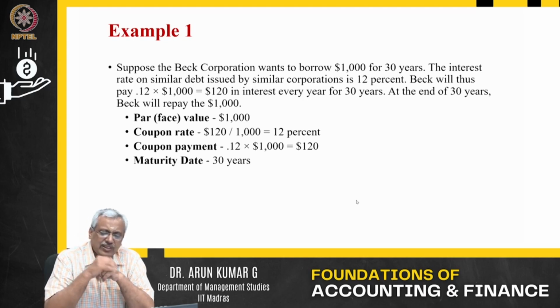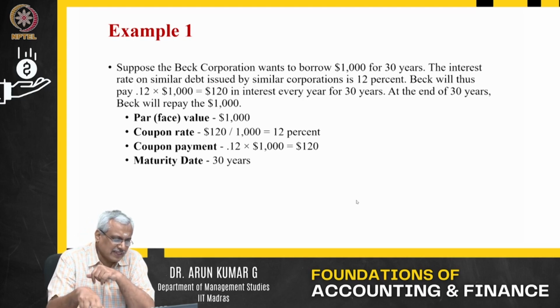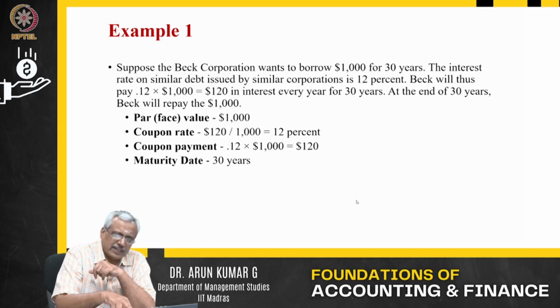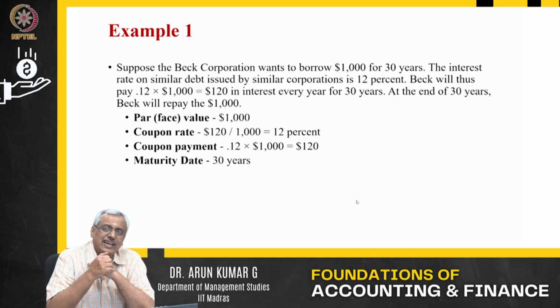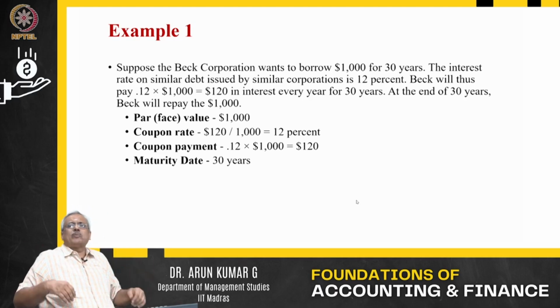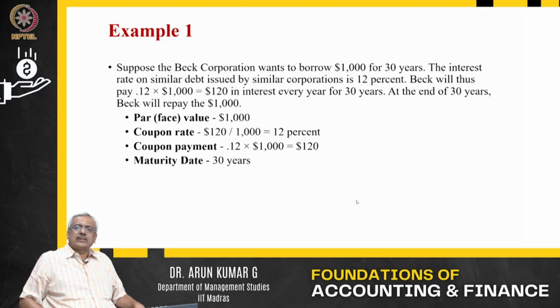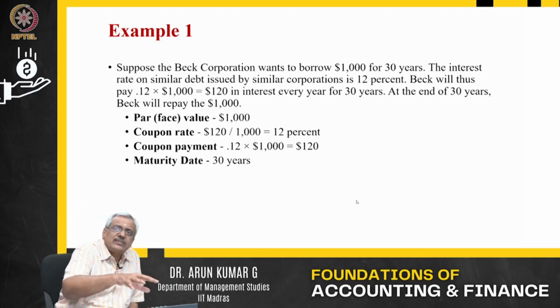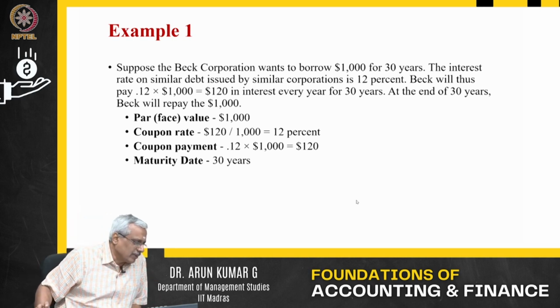At what frequency will you get it? Let us see that. The corporation will thus pay 0.12, that is 120, interest every year for the 30 years. So in this particular case, the annual coupon payment is 120. Let us say the coupon payment is yearly in this case. So this basically explains the terminologies.